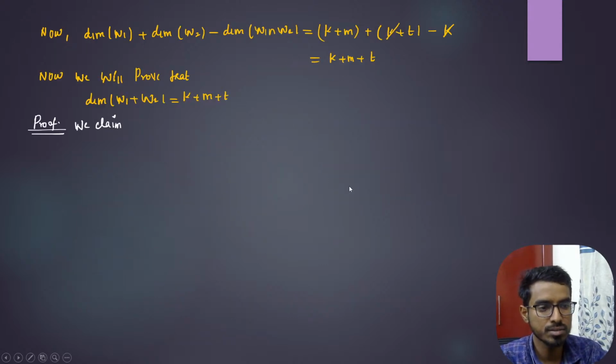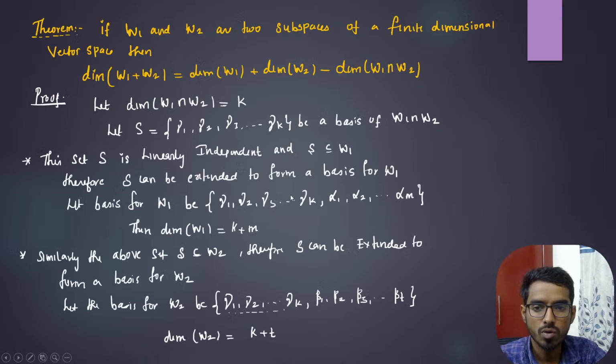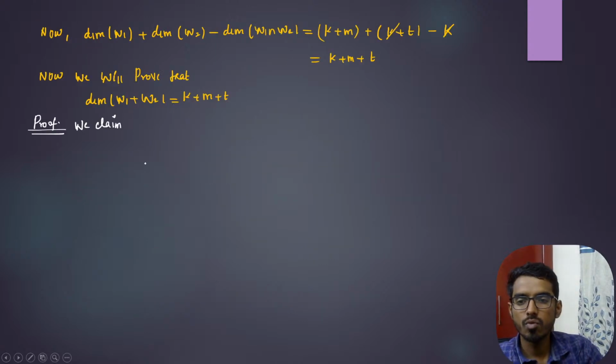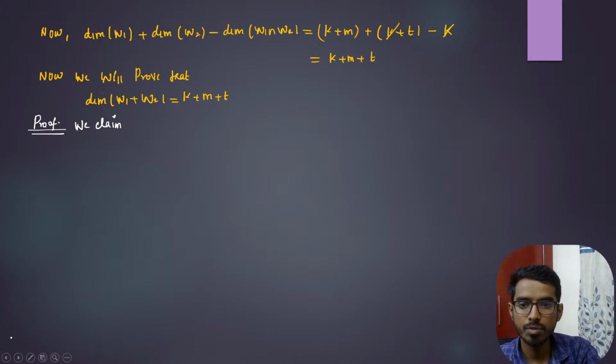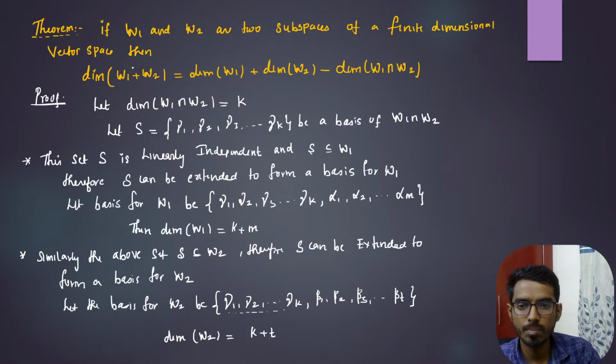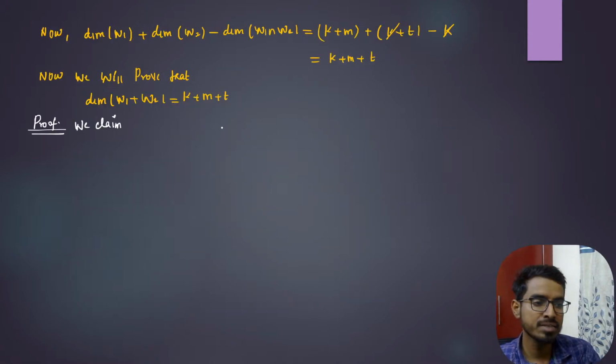Okay, so we'll continue. I just rechecked the video to see whether I had made a mistake, and we did it correctly. I said this is equal to k. Now what is our aim? Our aim is to prove that the dimension of W1 plus W2 is k plus m plus t.